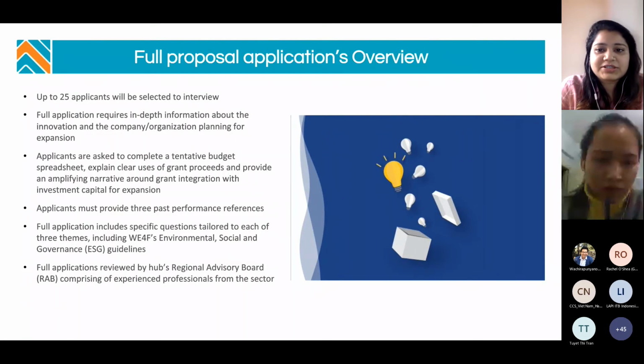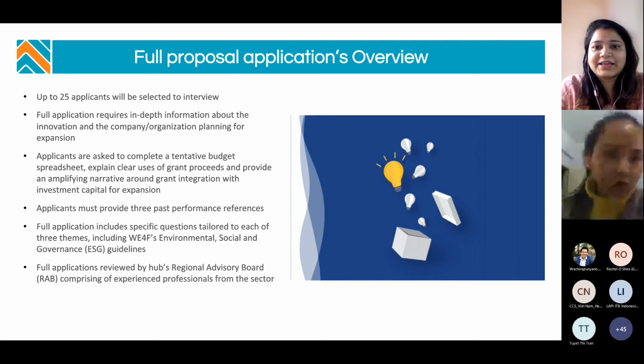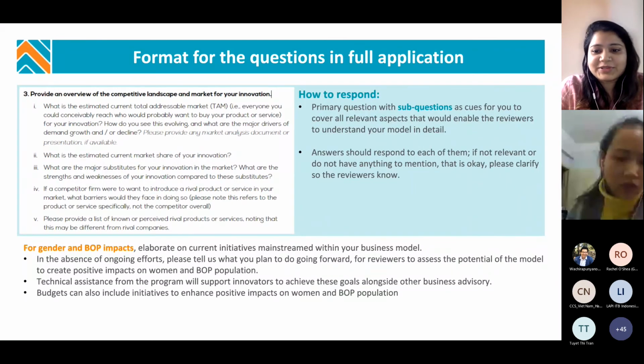The full applications, as mentioned, may I request everyone to mute their microphone? Thank you. The full applications will be reviewed by a regional advisory board, which comprises experienced professionals in the sector. The application you fill in is their only source of understanding your business and your model, so we'd request you to provide as much detail as you can. Just to get into the questions right now.